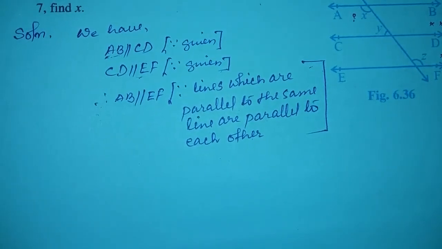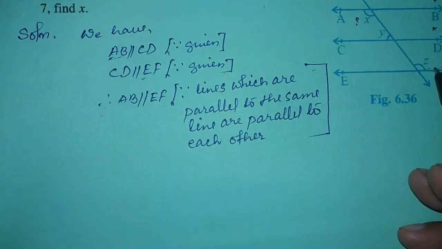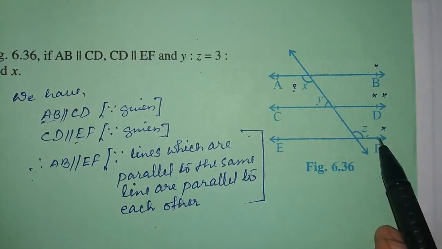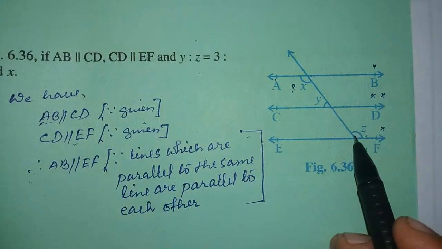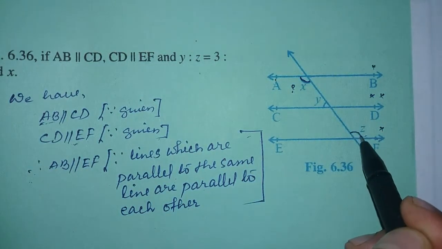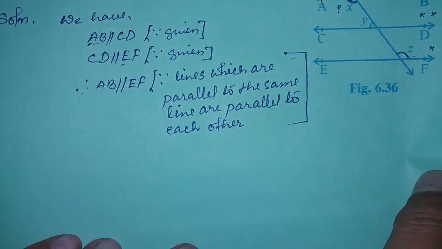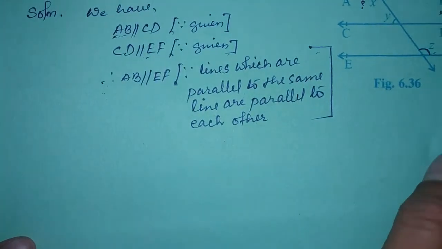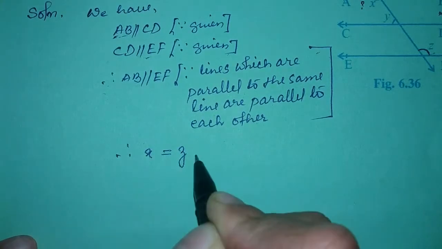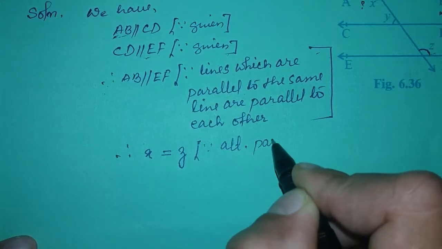So now since AB is parallel to EF, here, this AB and EF, since they are parallel, now the alternate angles will be equal. So this is angle X and this is angle Z. So these two angles must be equal. They are alternate angles. So therefore X is equal to Z. They are an alternate pair of angles.